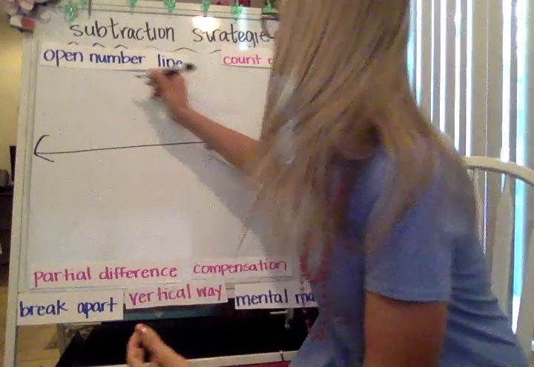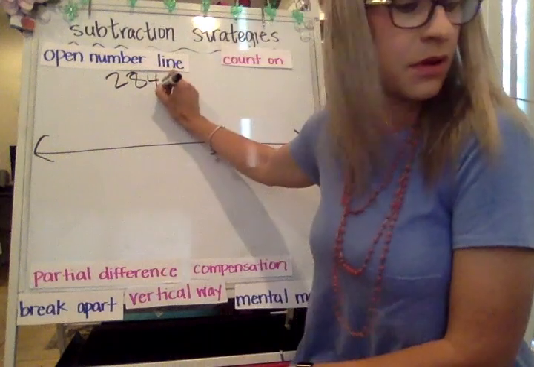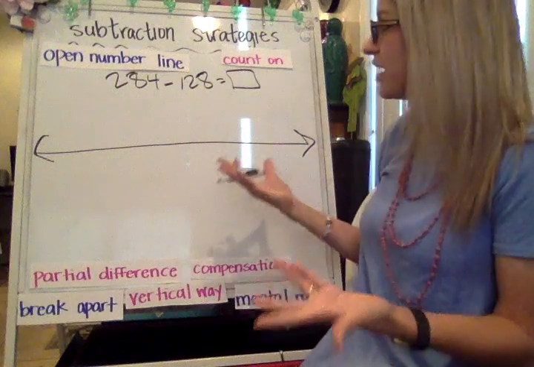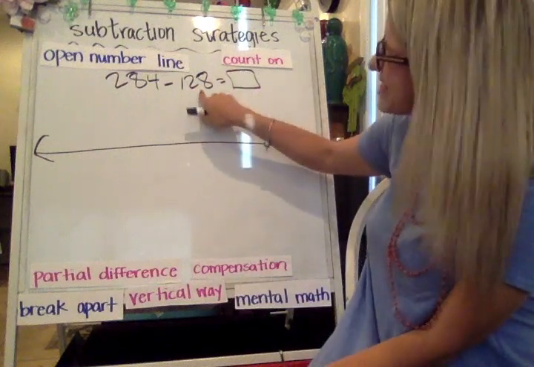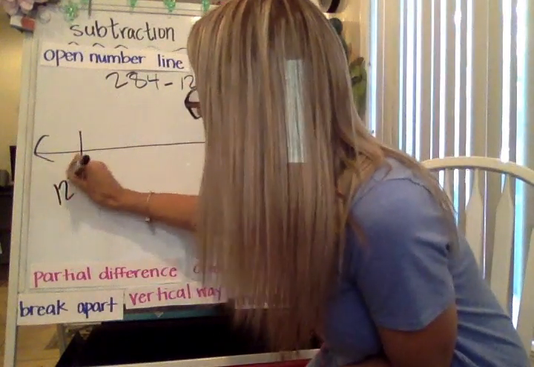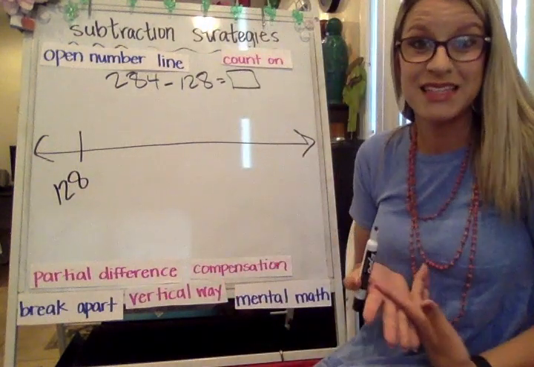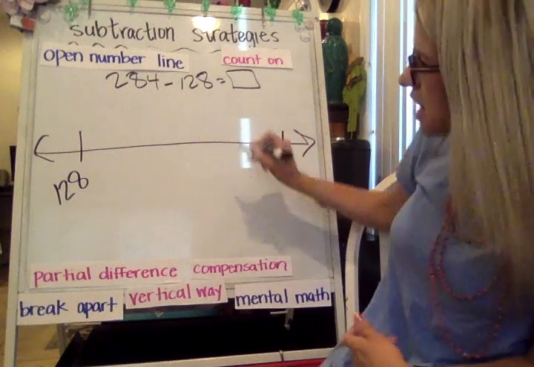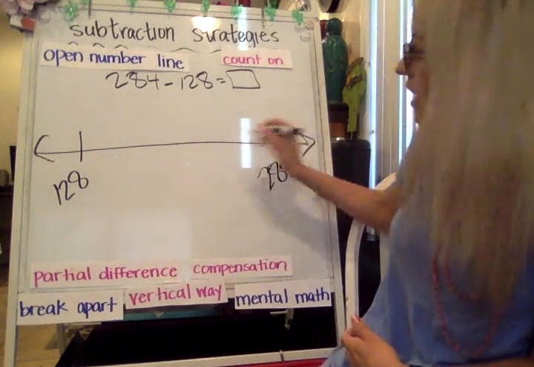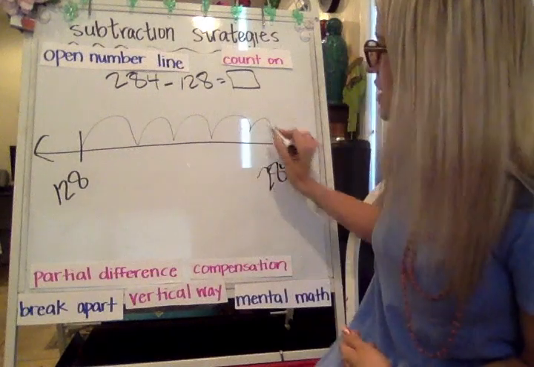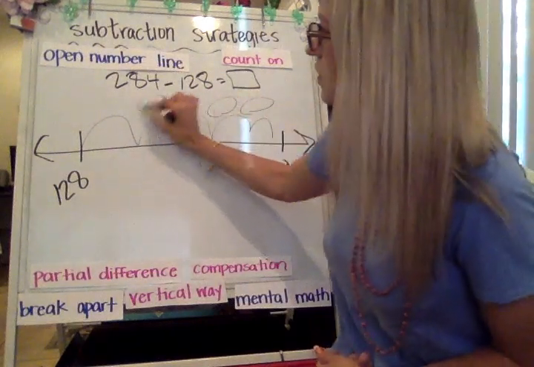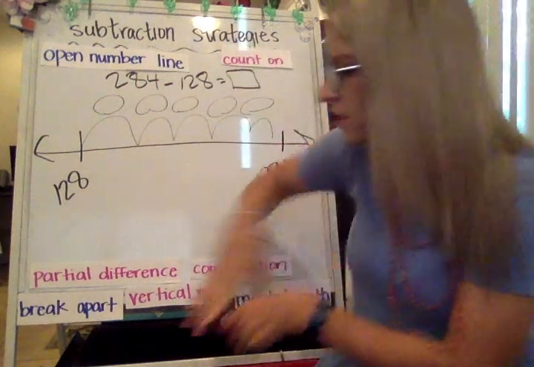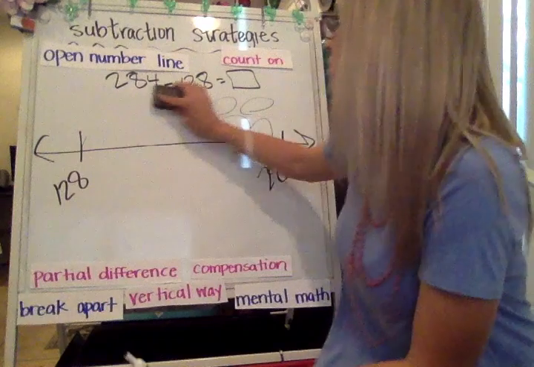For counting on, I have 284 minus 128 equals something. So counting on, I'm going to start at 128. This is where you're going to be adding until you get to this number. So over here, you should stop when you get to 284. The answer is going to be whatever you have in here. If you added them all up, that'll tell you what number goes in this spot right here. So that's kind of where we're headed with this.